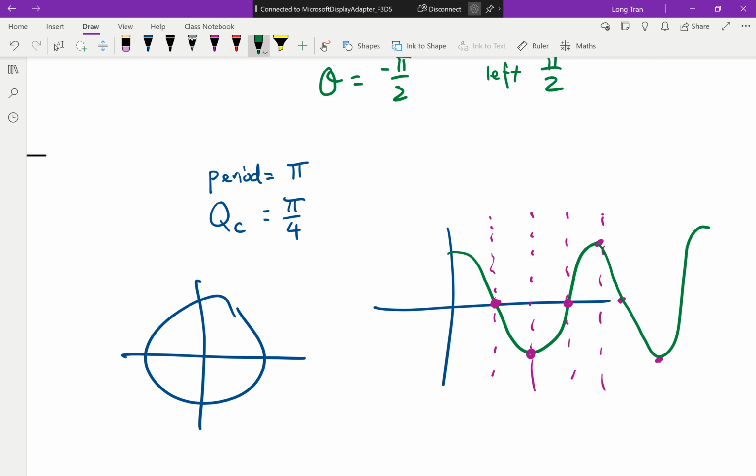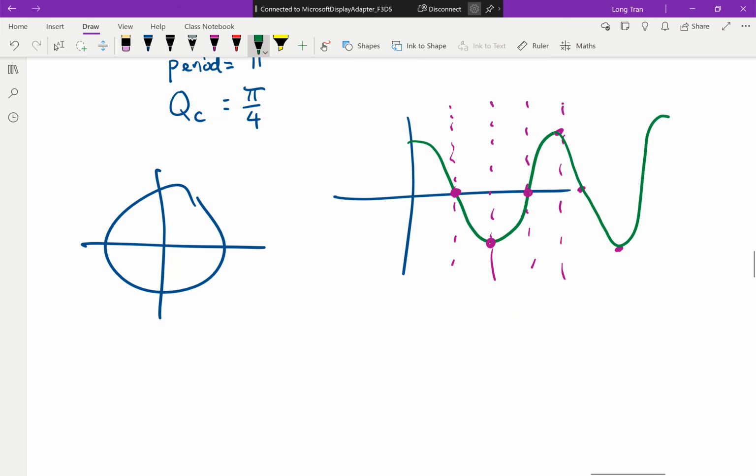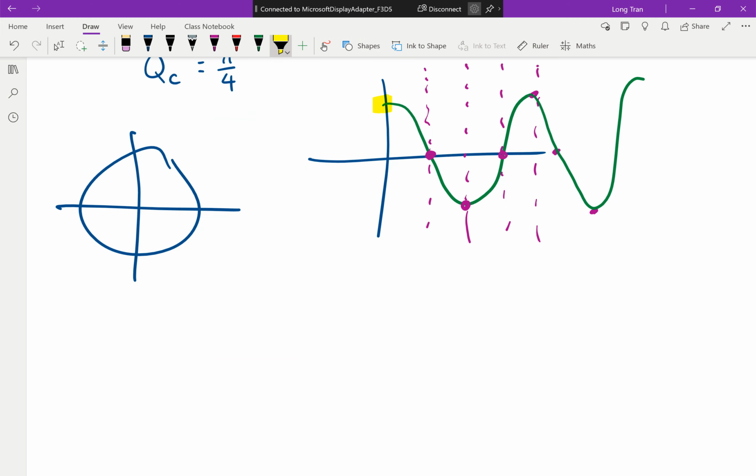So what's the difference between a cos graph and a sine graph? So cos graph starts off, notice where it starts off right now. It starts off at the very maximum.